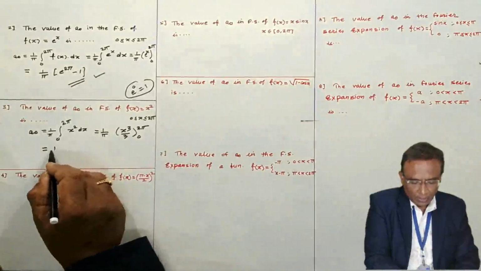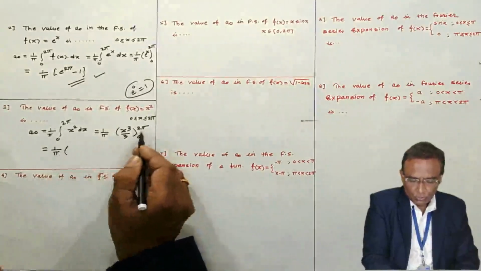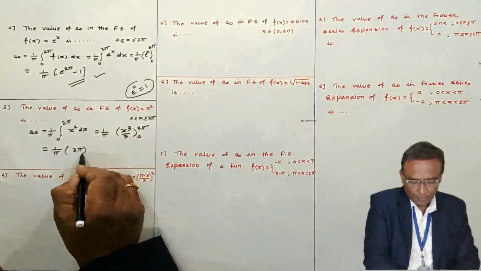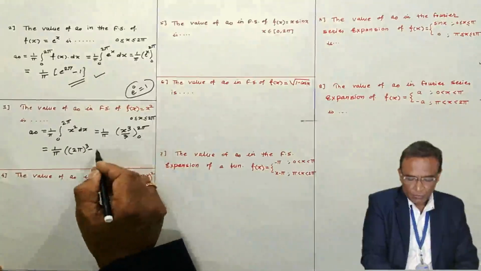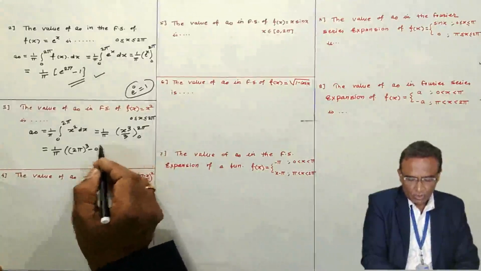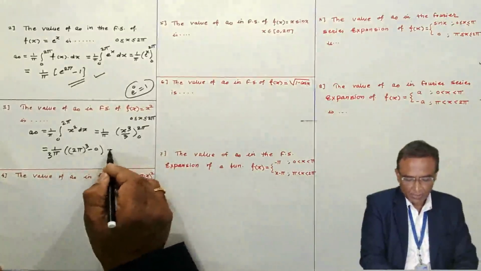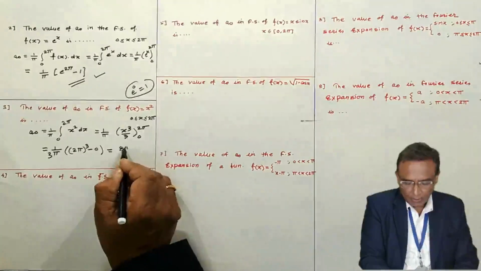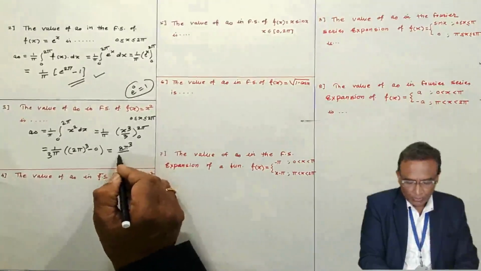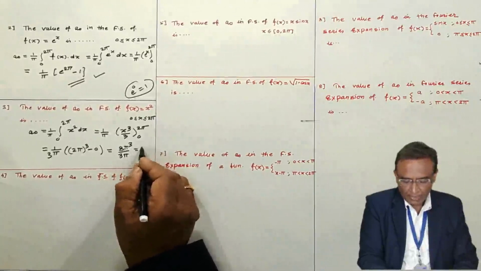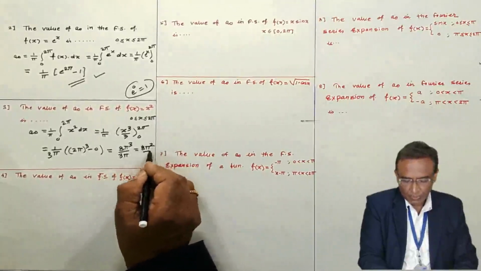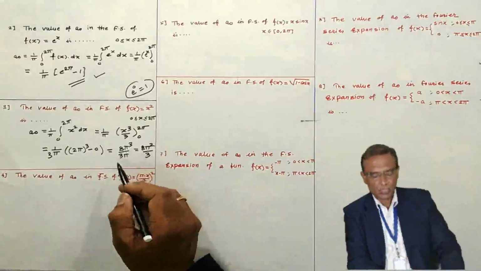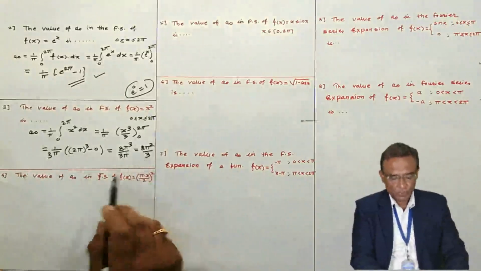Put x equal to 2 pi, minus put x equal to 0. This 1 by pi is as it is, I am writing here. Now this is 8 pi cube by 3 pi, which is 8 pi square by 3. Okay, one pi gets cancelled. So this is the value of a0.